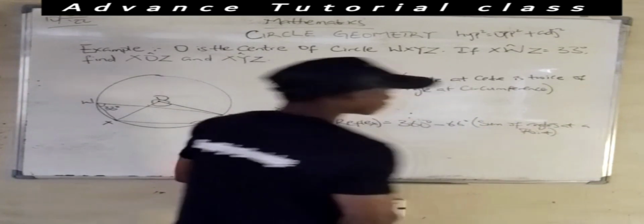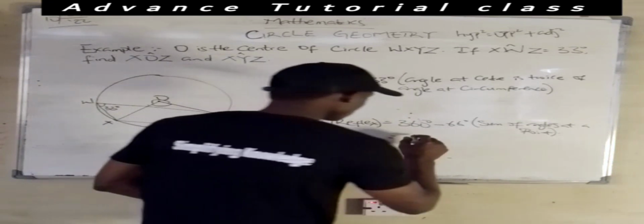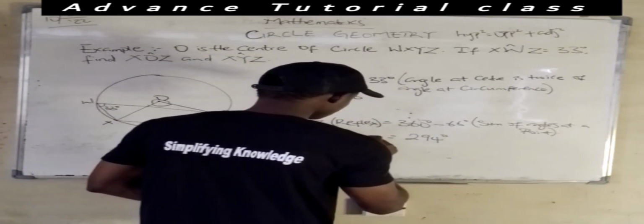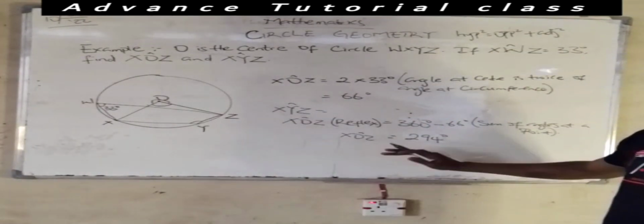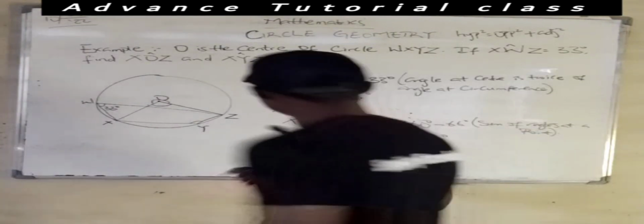So subtracting that, 360 minus 266 is going to give us 294 degrees. So that is XOZ reflex, the larger side. So using this now, we're going to have to find the other side, that is XYZ.